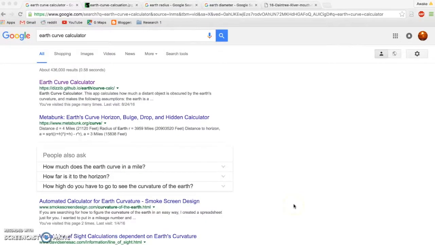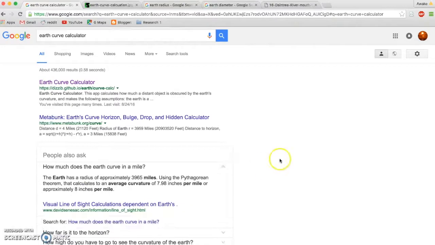One of the first things that we need to do is get on the same page about curvature and what the correct formula is for calculating the curvature of the Earth. So you can see here I've put in Earth Curve Calculator, and this one right here is my favorite calculator. It's very useful and it's very accurate. But I want to show you some misinformation that's out there. And under this, people ask how much does the Earth curve in a mile? This is where most people get stuck.